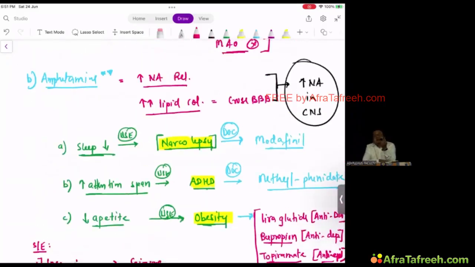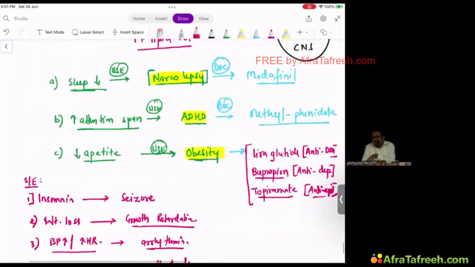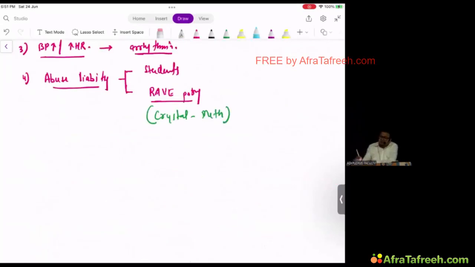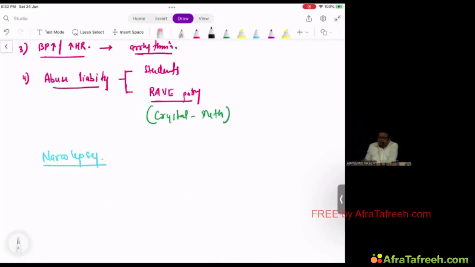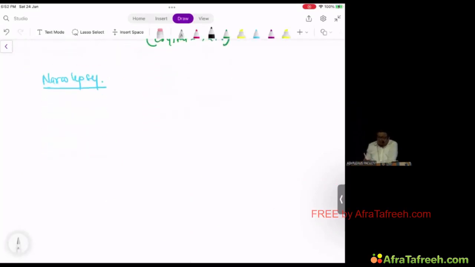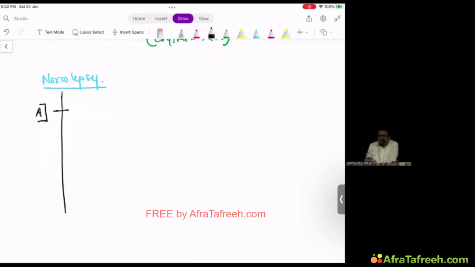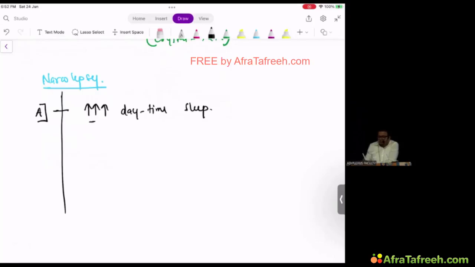Amphetamines: centrally acting, increase release, actions, possible uses, side effects. Coming to details of narcolepsy. I told you I will come to details of narcolepsy. In narcolepsy, actually there are 4 symptoms, but 2 are important which we'll discuss. The main symptom in narcolepsy is excessive daytime sleep.